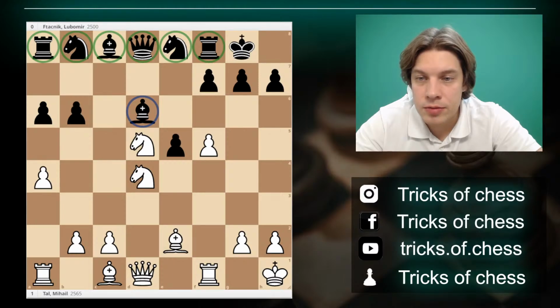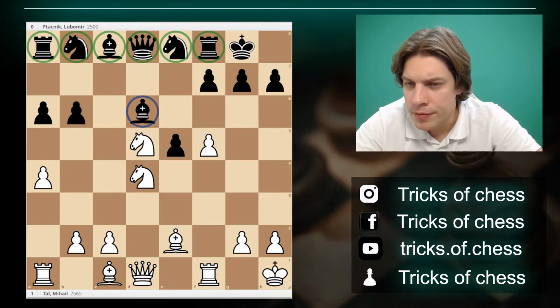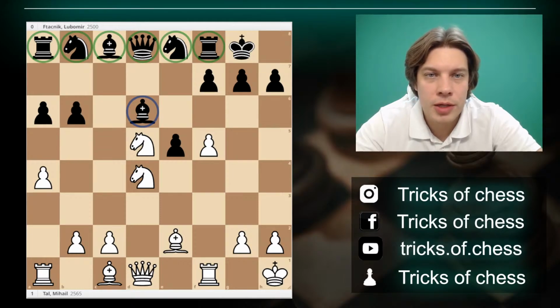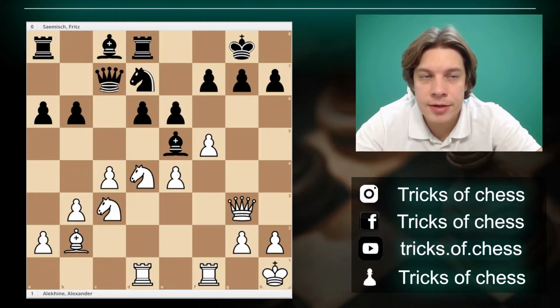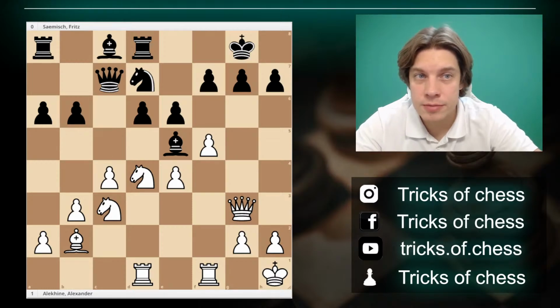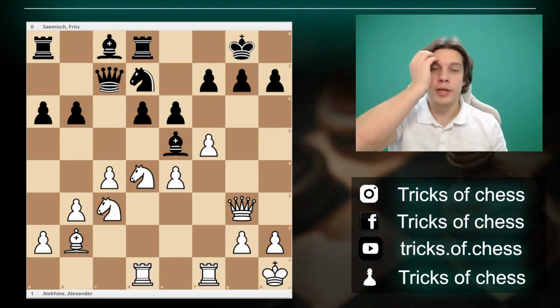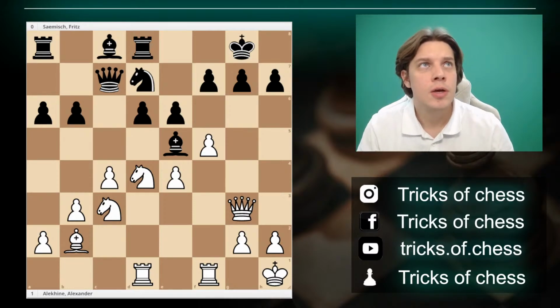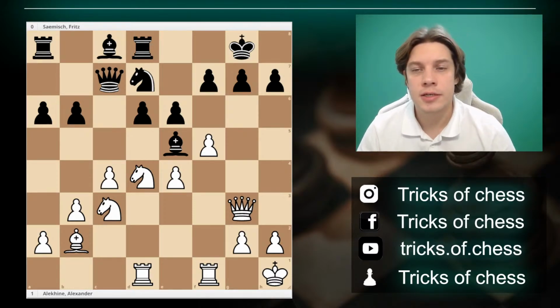Okay, so no, I didn't analyze the game between Tal and Keller, but maybe I will. Okay, the next is the game between Alexander Alekhine and Fritz Sämisch, who actually invented the Sämisch variation in the King's Indian, which is a really nice variation. I played it several times with white pieces when I was younger, and it was successful.